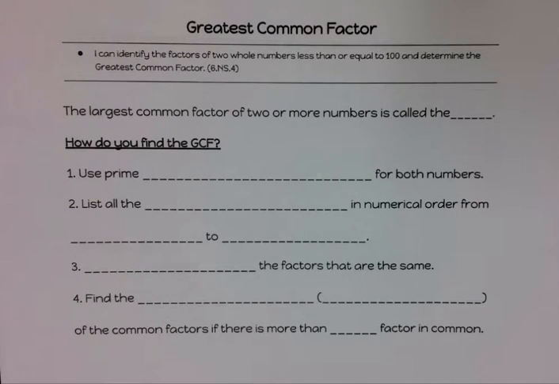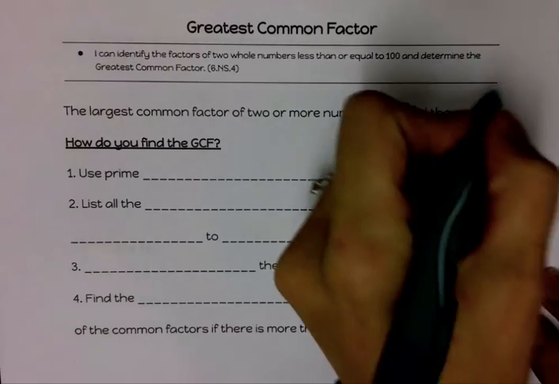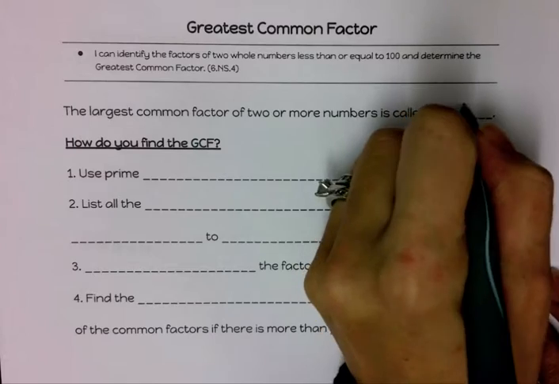You're going to be able to identify the factors of two whole numbers less than or equal to 100 and determine the greatest common factor. So when we talk about greatest common factor, it is going to be the largest common factor of two or more numbers. And typically we abbreviate greatest common factor to GCF.